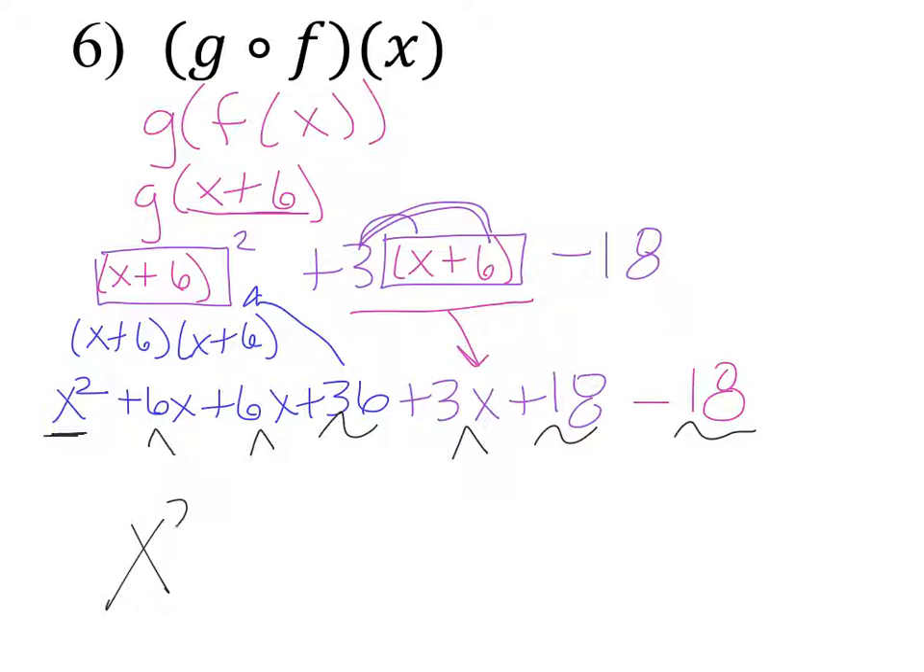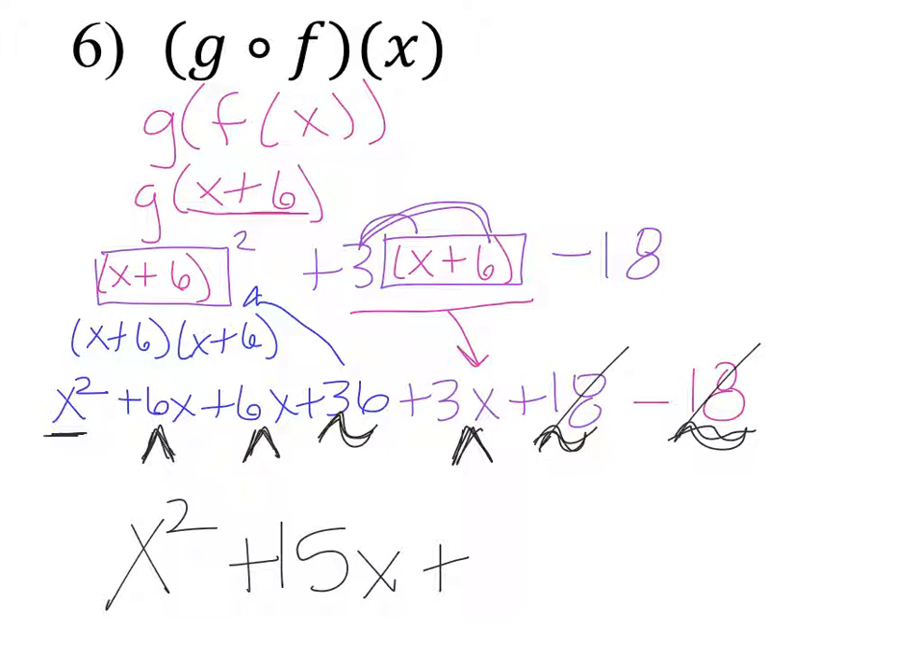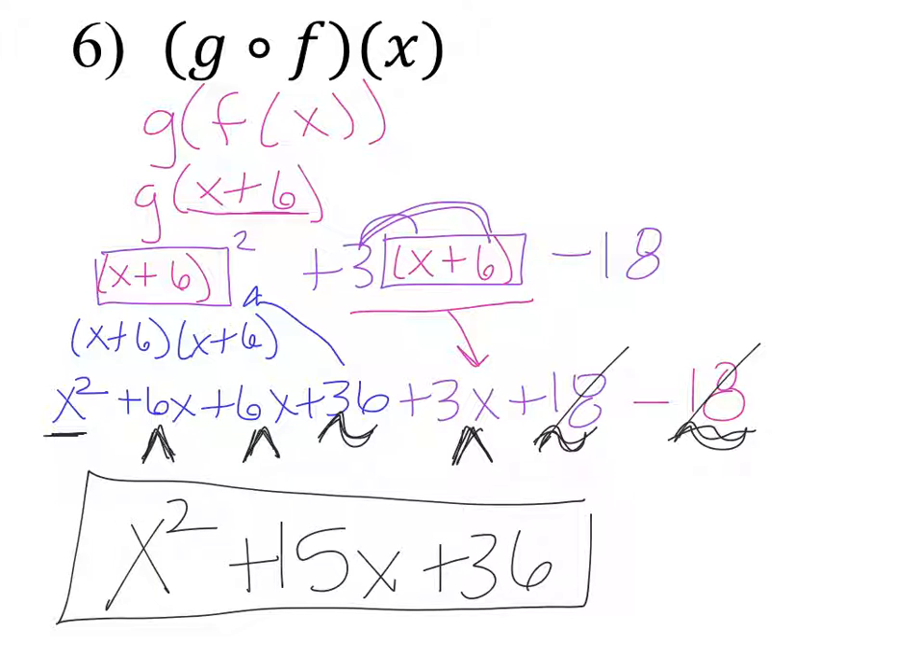There's nothing to be combined with my x squared. Now I'm going to look up my terms that have the x. So 6x plus 6x is 12x, plus another 3x would give me 15x. And I have 36 plus 18, subtract 18. These two would cancel each other out, so I just have plus 36 in the end. And this right here would be my final answer.